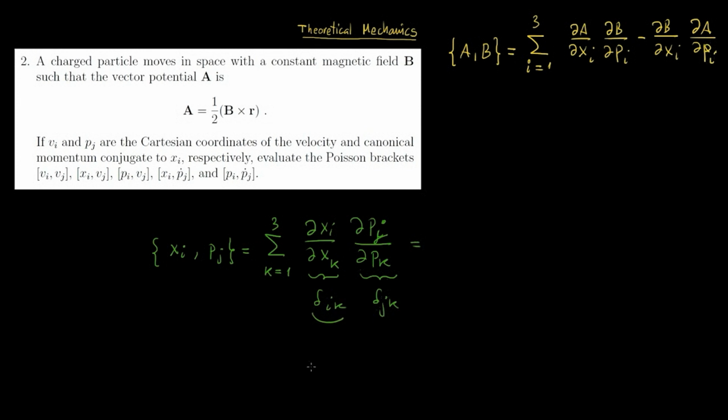So this delta cancels this sum and makes this k an i. So this is delta ji, or ij, it is the same. So we conclude that this important Poisson bracket is just this.